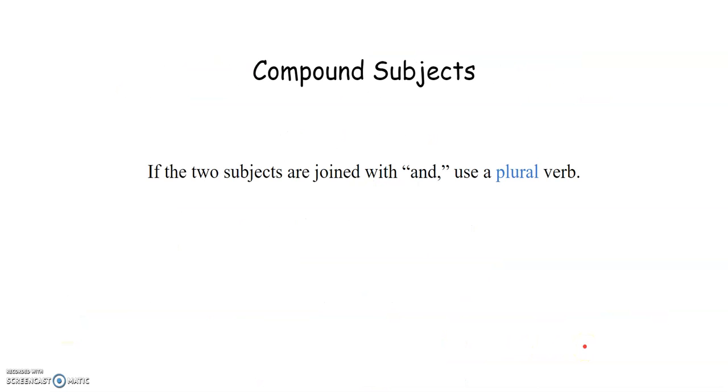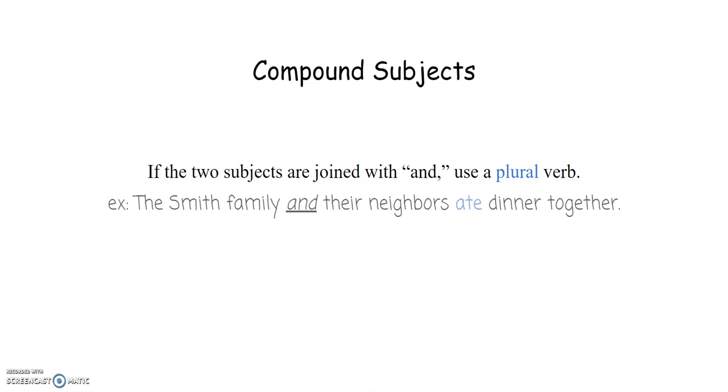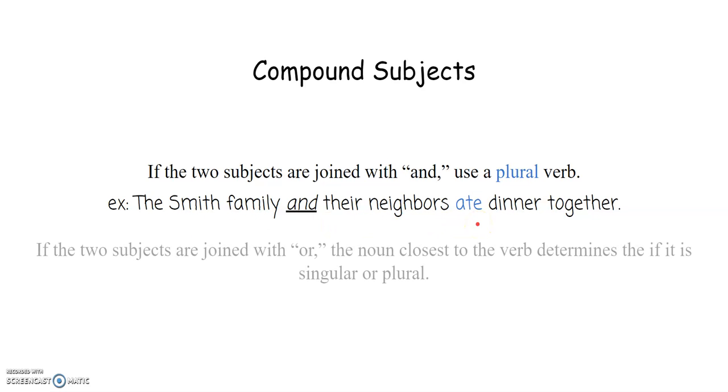Compound subjects are when you're linking two subjects together with either and or. If you're linking them with an and, then you're going to have a plural verb no matter what. The Smith family and their neighbors ate dinner. We've got two things joined by an and, so we have that plural verb to match it.